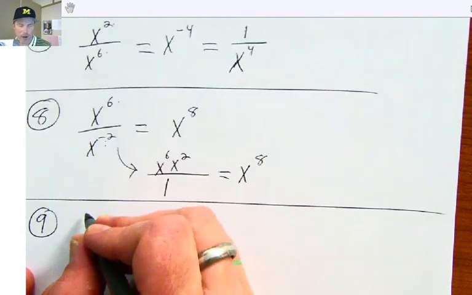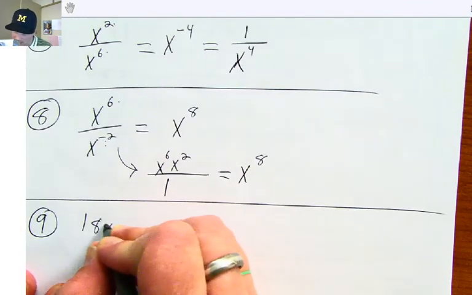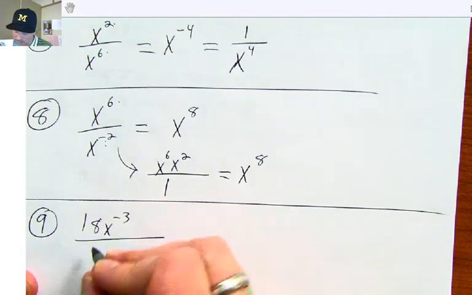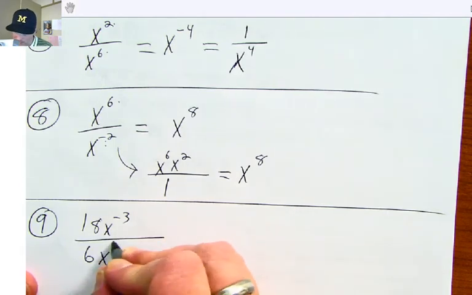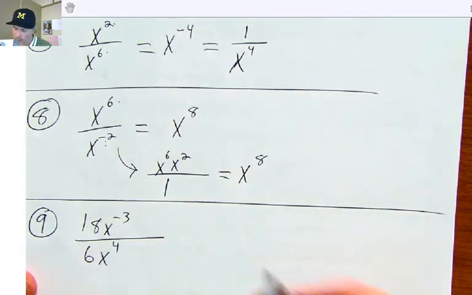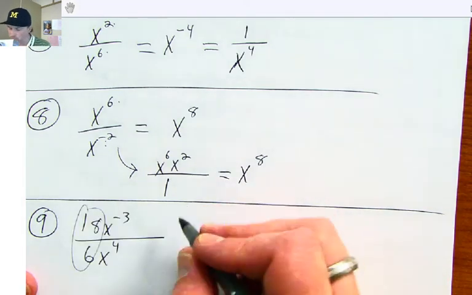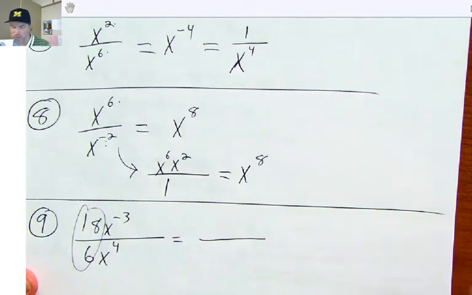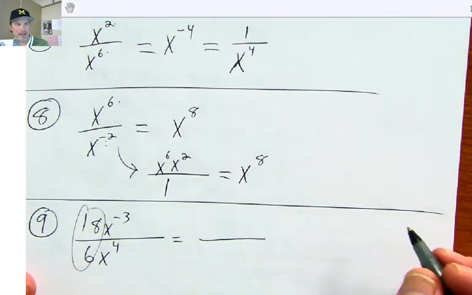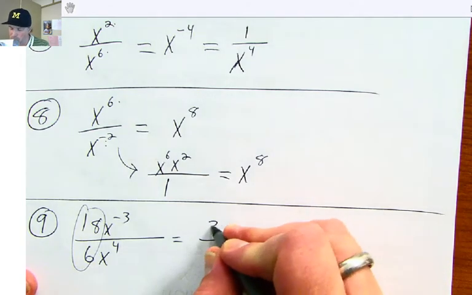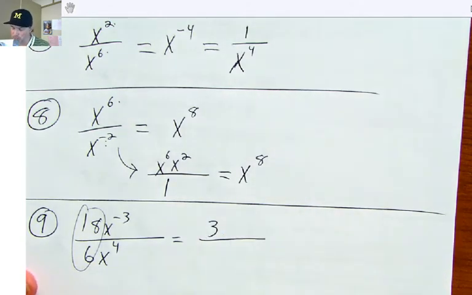So let's get a little bit more complicated. Let's say it's 18x to the negative 3 divided by 6x to the 4. All right. Numbers, you don't treat numbers like you do exponents. Numbers are going to be very normal-like. 18 divided by 6 is 3 over 1. So I have a 3 on the numerator.